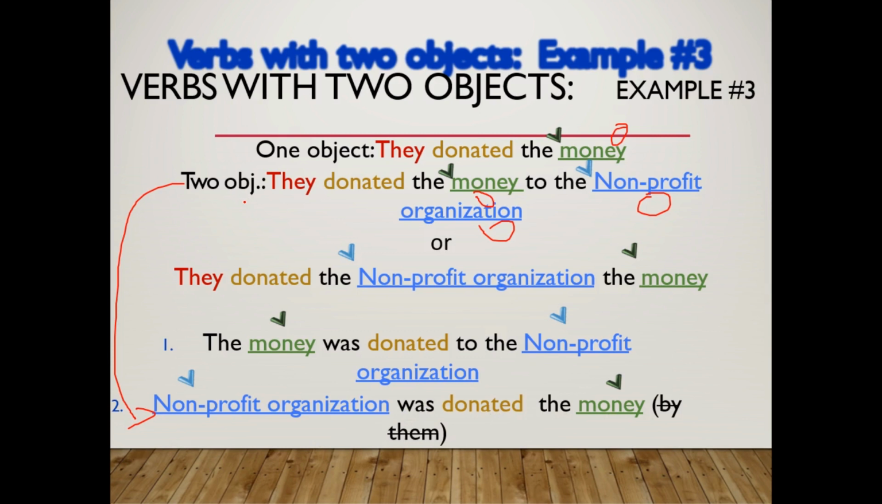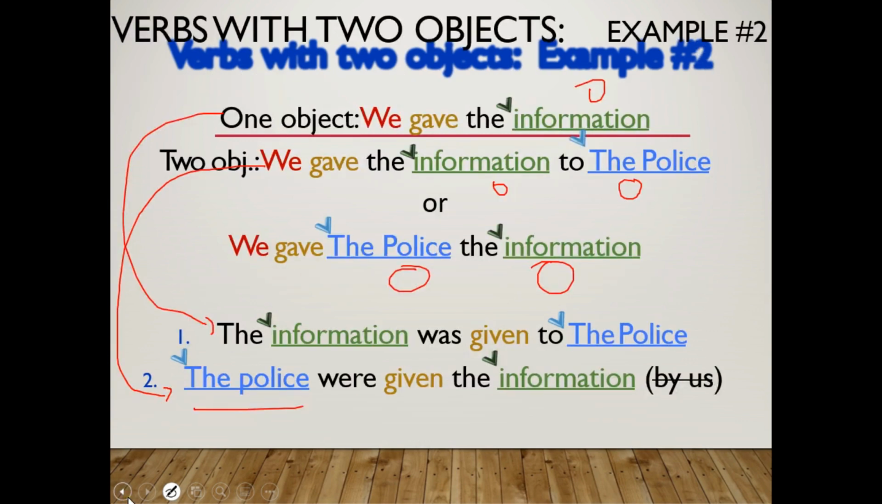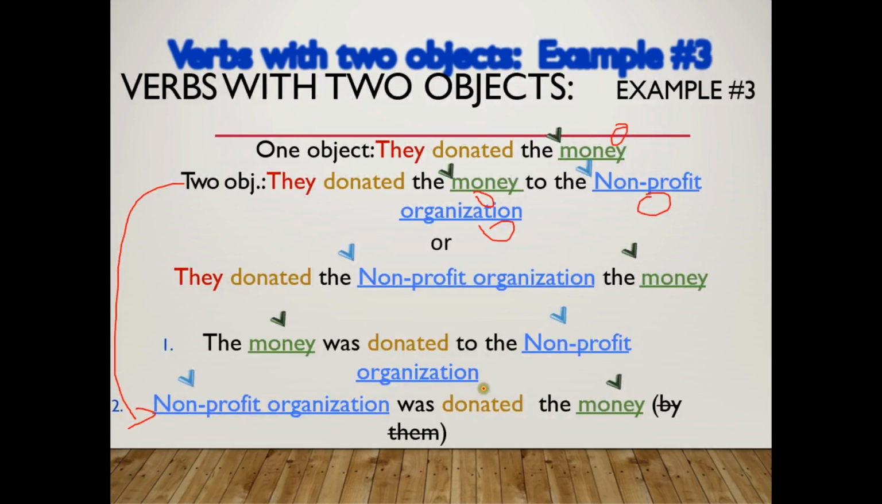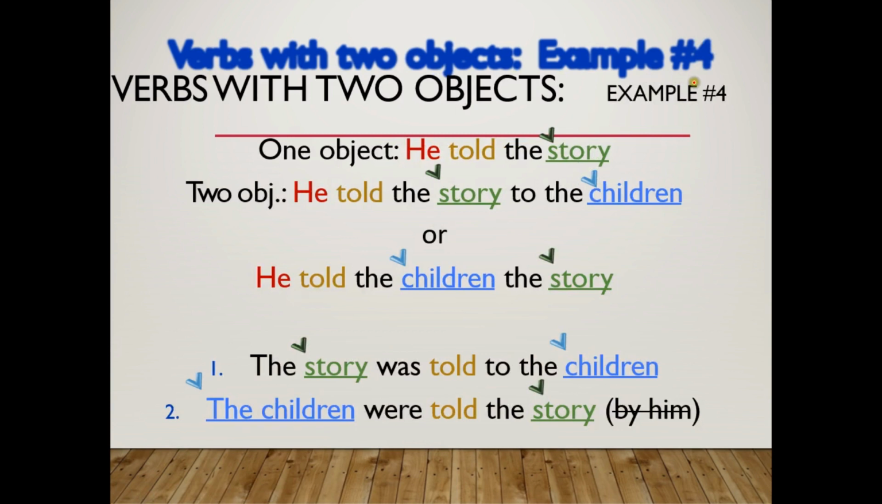Can we put the by them in here, guys? Okay. Can we put it? Yes. Right. You can put it. Okay. All right. Yes. This is optional, guys. Non-profit organization was donated the money by them. Okay. All right. Next. What about example 4?